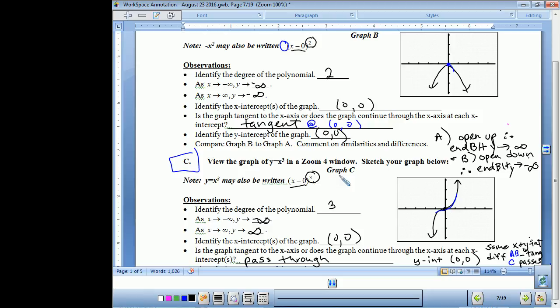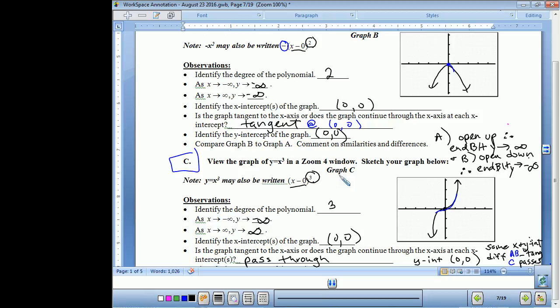Okay. So an odd degree, the positive leading coefficient, as x approaches negative infinity, y approaches negative infinity. So as x approaches positive infinity, y approaches positive infinity. Now, this factor is raised to an odd power. So at the x-axis, it will pass through. Whenever a factor is raised to an odd power, it passes through that x-intercept.